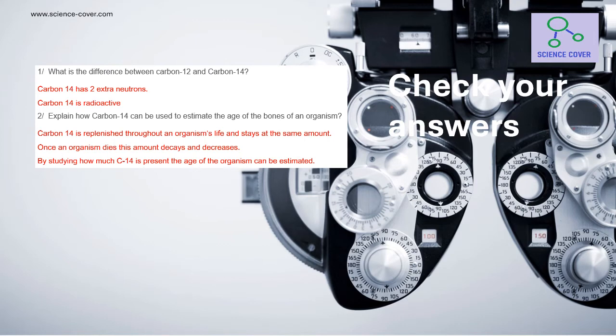What's the difference between carbon-12 and carbon-14? Well, carbon-14 will have 2 more neutrons than carbon-12 has, but also carbon-12 is stable, whereas carbon-14 is radioactive.